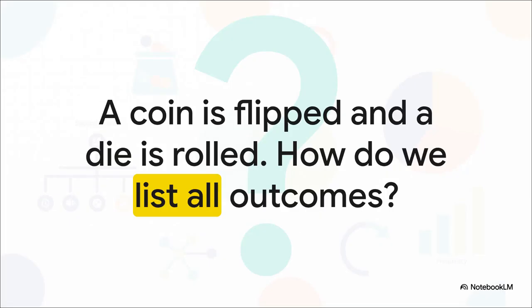Let's use a classic example. You flip a coin, you roll a die. What are all the possible combinations? Well, you could get a head and a 1, a head and a 2, maybe a tail and a 5. It's really easy to lose track and miss one, right? So how can we be systematic and guarantee we find every single one?